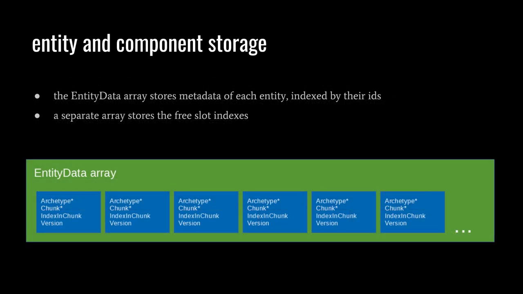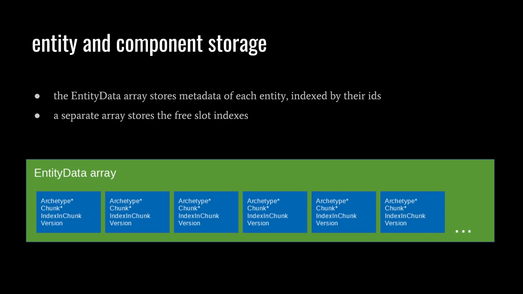In addition to the chunks, the entity manager tracks the existing entities in an entity data array. Each slot index corresponds to an entity ID, and each slot stores the entity's version number, a pointer to its chunk, the index of the entity within the chunk, and a pointer to its archetype. This array starts out small and grows as needed, and free slots of the array are tracked in another structure. So that's how ECS stores its data.